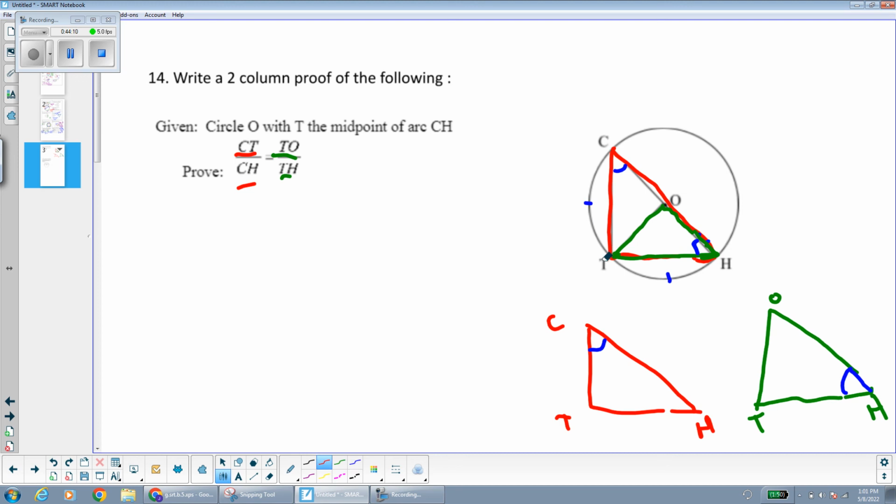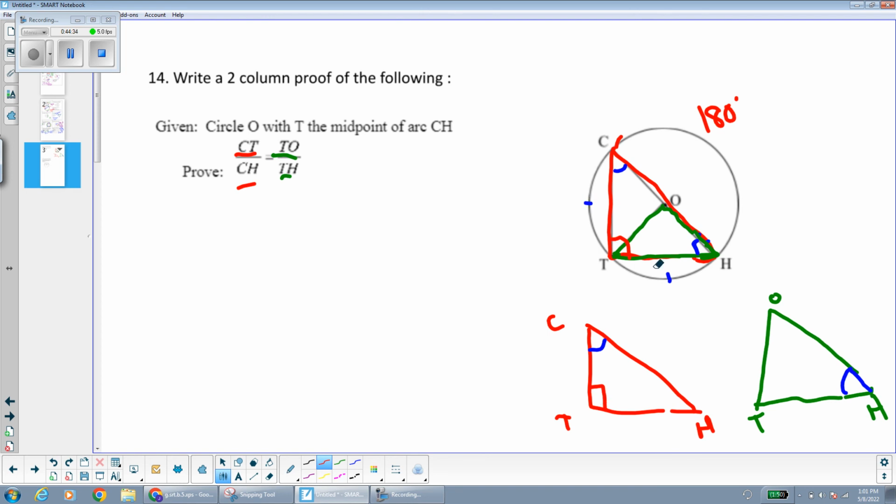Now, I noticed that angle T is also an inscribed angle, and it's opening up to arc CH, which is half a circle or a semicircle. So that's 180. And since this is an inscribed angle, it's half of its intercepted arc. So if its intercepted arc is 180, this is 90. So I know that we have a right angle here.